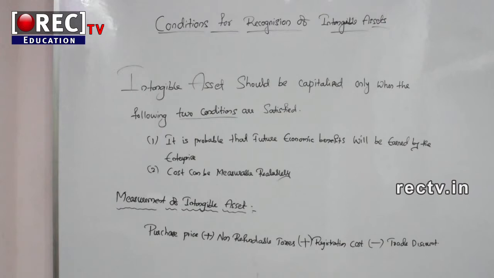Because of this second condition, some of the intangible assets are not going to appear in the balance sheet. For example, goodwill. Here, goodwill we cannot measure at present. It means when your business is going to dissolve or you are selling to some other persons, at that time your goodwill cost can be measured reliably. Because of this reason, most of the intangible assets are not going to the balance sheet. For example, goodwill.